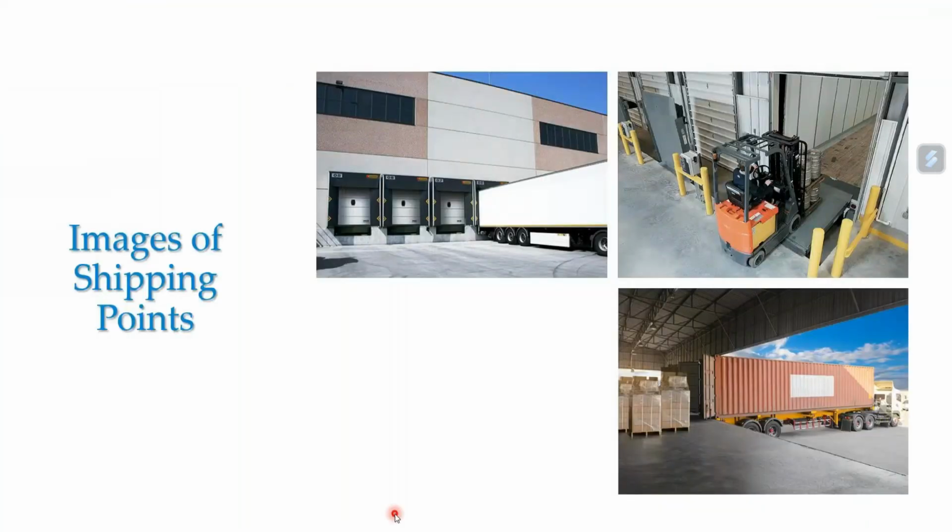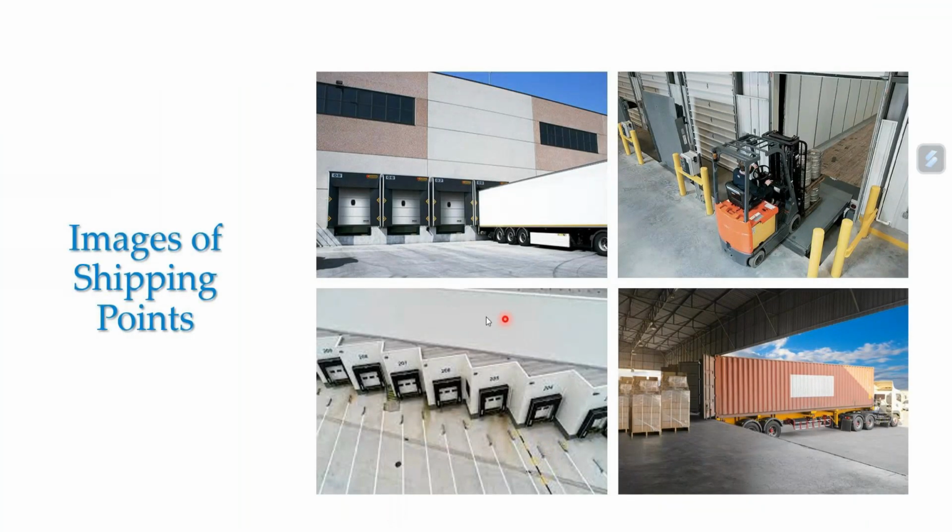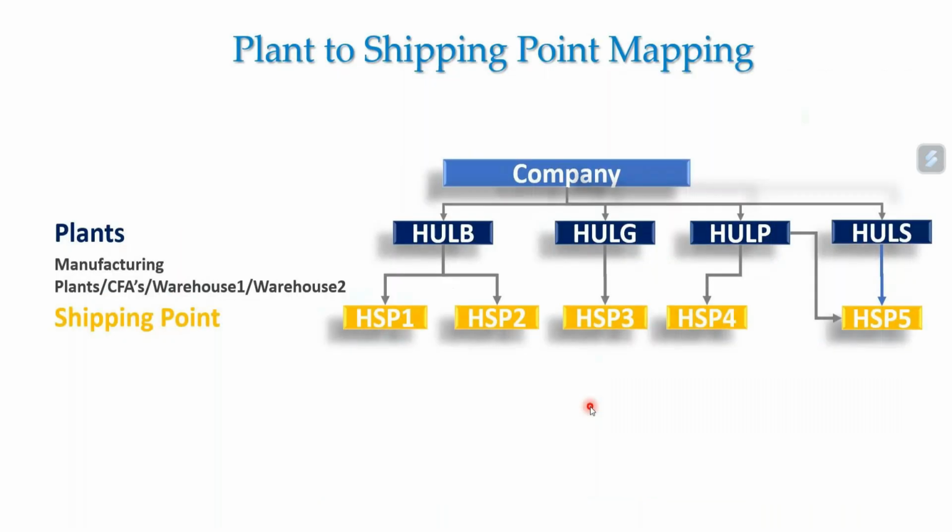This is another example. This complete thing is a shipping point, and these are all loading. Okay, so this is your shipping point, and you will do a plant to shipping point mapping as well. So this plant has two shipping points, this plant has one, this plant has one, and these two plants have a common shipping point. Okay, and as I told you, two plants situated next to each other can use a common shipping point. Okay, so these two plants are using one common shipping point.